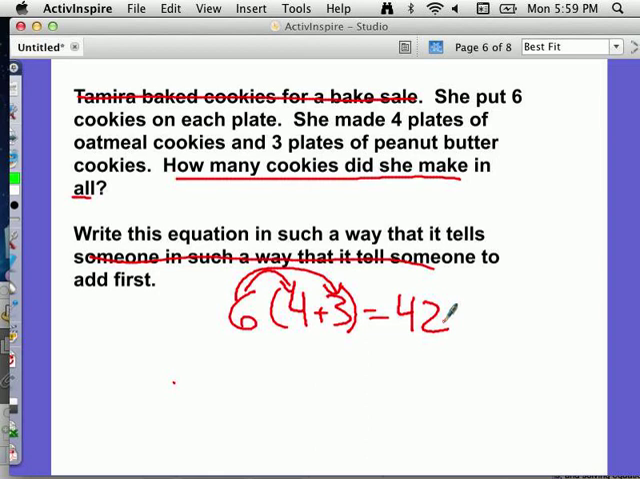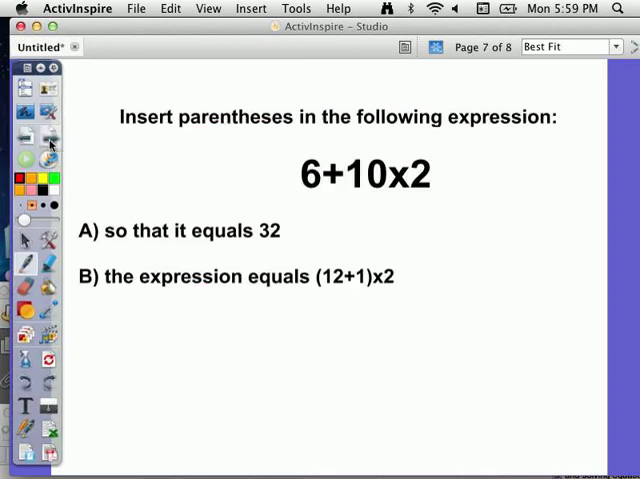Okay, so again, you must be able to write an equation based on the word problem. Wow, look at this one. Oh, this one looks kind of challenging. It says insert parentheses in the following expression: 6 plus 10 times 2 equals 32. Right, it has to equal 32. See, that's why we have parentheses, because it helps us out. With parentheses, we know to solve that first, because otherwise we can come up with so many different answers. But what we want to do is make this equation equal 32 using parentheses.